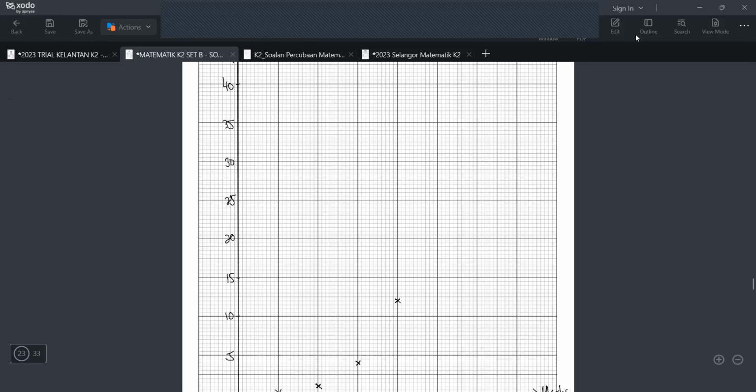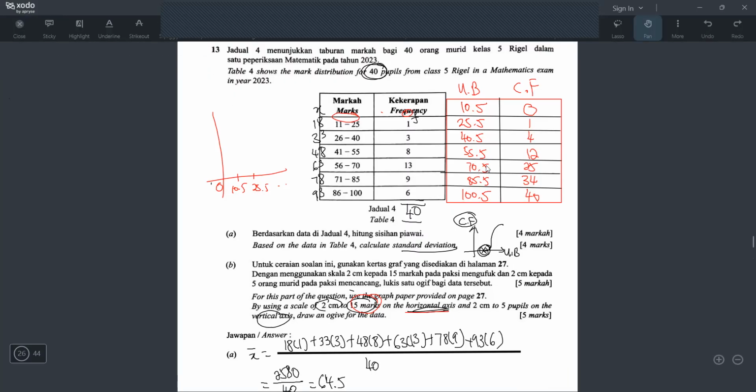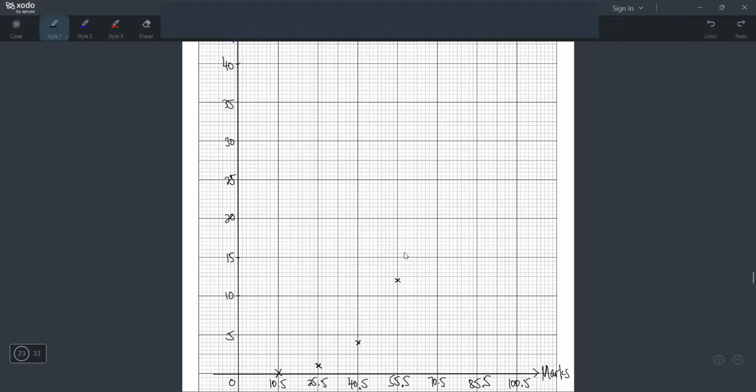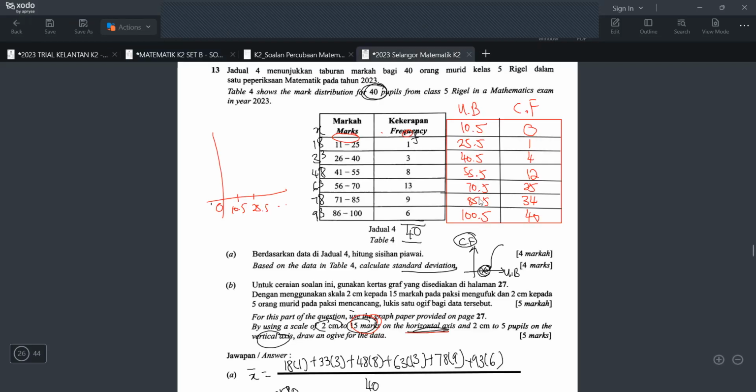Okay, let's continue. After this is 70.5, 25. Let's go. 70.5 is here. 25 is here. So like that. Yeah. Okay. Next one. Let's see what they want.